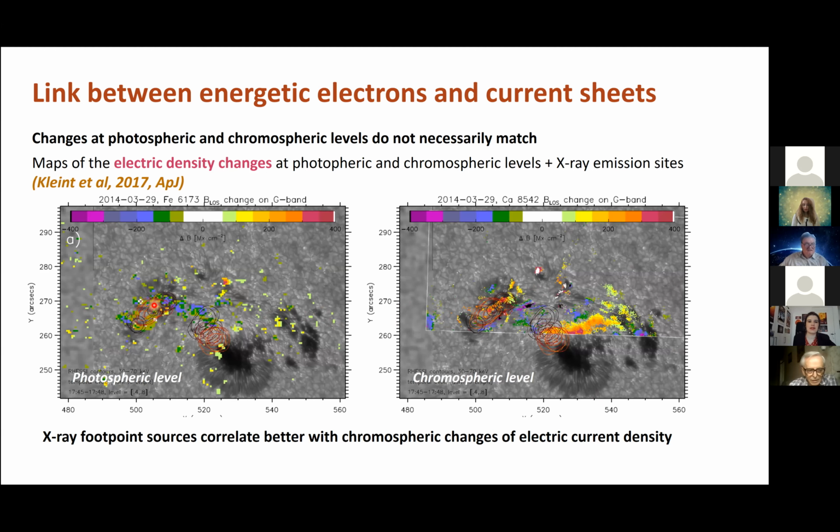Here we have an example of changes that are seen in the current density at the photospheric and chromospheric levels, compared to X-ray emission again. So those are the faint contours here. And we see that there is a better correlation when we use the chromospheric magnetic field, which makes sense. And so this is something that I think will be very useful to look at again with, for example, upcoming observations in the future when we have more measurements of chromospheric magnetic field and electric current density.